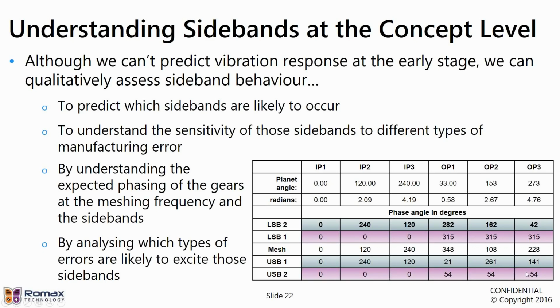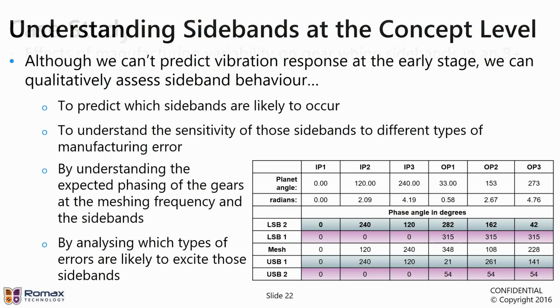So for these sidebands, we would expect this to generate quite significant torsional excitation if those sidebands do indeed appear and get excited. So we can make some design decisions early on because we can identify what sidebands we think are likely to occur, and based on whether they are first order or second order sidebands, we can look at which types of manufacturing error are likely to cause that sideband to be excited.